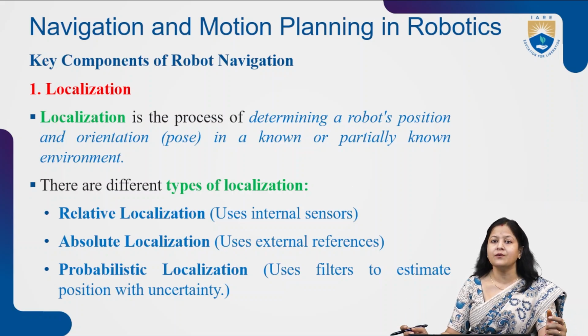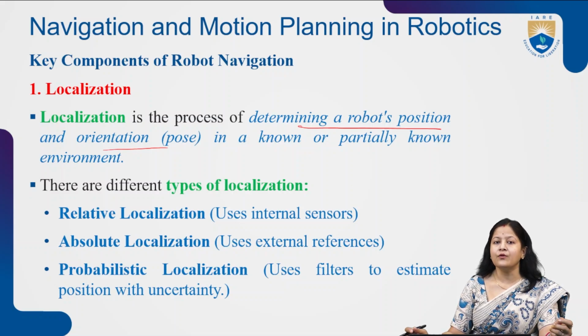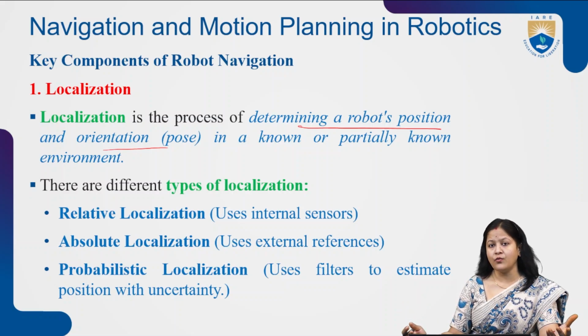Localization is the process of determining the robot's position as well as its orientation, which is called the pose, in a known or partially known environment. Anyway, I'll discuss what is a known environment and a partially known environment. In my previous videos I have already discussed the meaning of known and unknown. Still, I will discuss it in this video also.